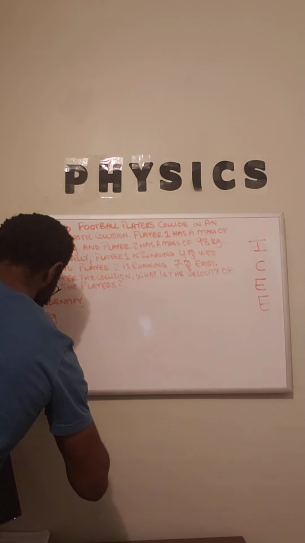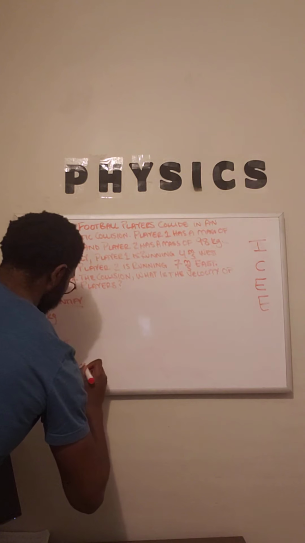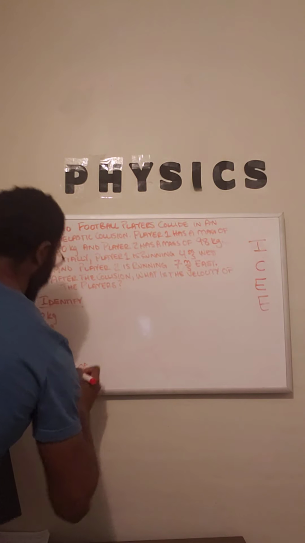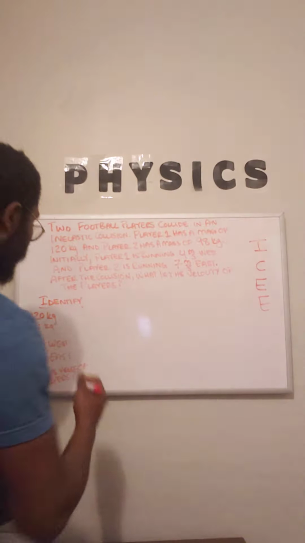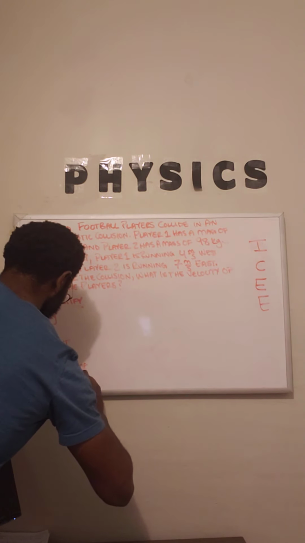What is velocity of players? And I know that this is after the collision, right? Because it says after the collision, what is the velocity of the players? So I'm just going to make a note to myself that this is after the collision.